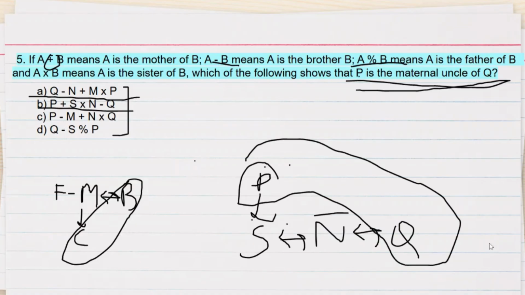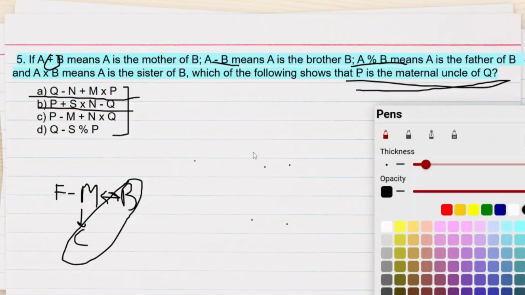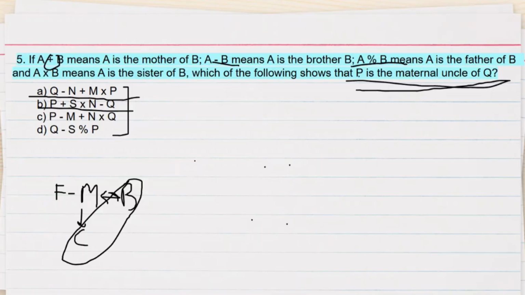Now coming to the third part, we'll see whether that is correct or not. Even if you see the last option, we'll go with the third only first, and then we'll see. So P minus M means P is the brother of M. These two are siblings. P is the brother.